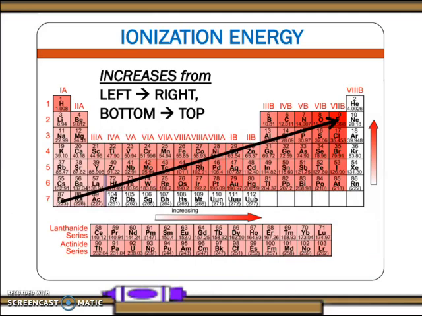As you go down a column, ionization energy decreases. As you go down, atomic size is increasing, meaning less attraction, so it is easier to remove an electron. As you go across the periodic table, ionization energy increases. As you go left to right, atomic size is decreasing, meaning more attraction, so it is more difficult to remove an electron. Also, metals want to lose electrons, but non-metals do not.